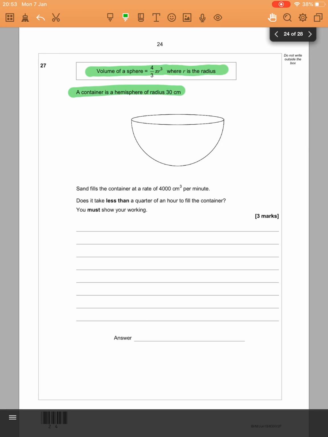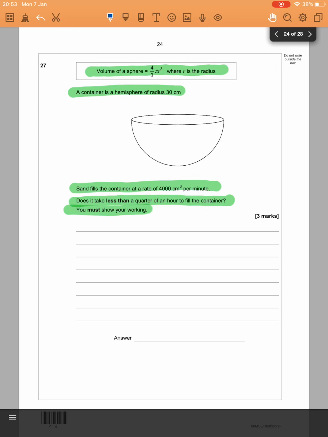We're then told that sand fills the container at a rate of 4,000 centimetres cubed per minute. So every minute, 4,000 centimetres cubed of sand goes into the container. And we're being asked, does it take less than a quarter of an hour to fill the container? And you've got to show your working.